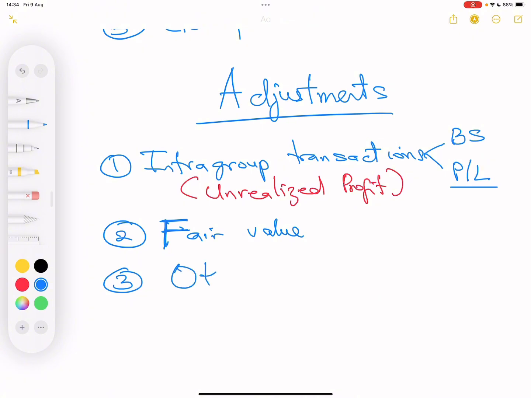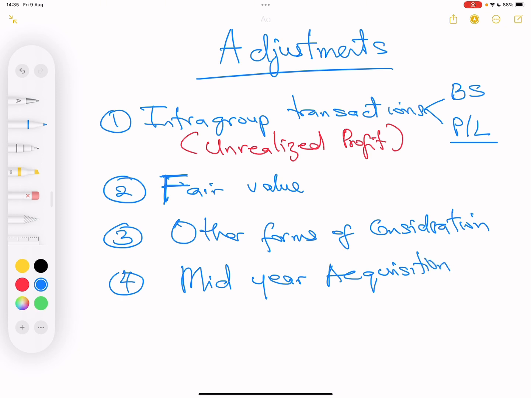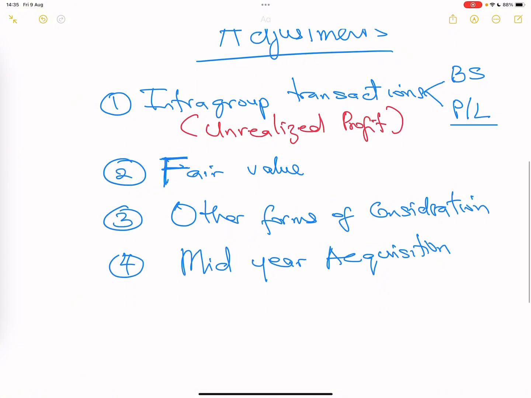There are also other forms of consideration that we need to look at. Not all the time you have a subsidiary being acquired at cash. Sometimes shares are being used to make payments. Sometimes there are contingent payments that are involved as well. And lastly, I'm going to speak on mid-year acquisition because you have to be careful when you have mid-year acquisition, especially when it gets to a point where you need to start calculating retained earnings. It makes a lot of difference. So I'm going to look at all of this.